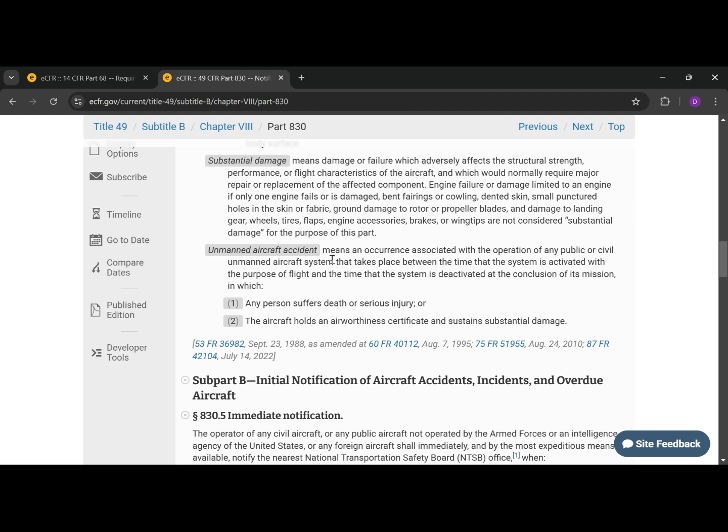Unmanned aircraft accident means an occurrence associated with the operation of any public or civil unmanned aircraft system that takes place between the time that the system is activated with the purpose of flight and the time that the system is deactivated at the conclusion of its mission, in which any person suffers death or serious injury, or the aircraft holds an airworthiness certificate and sustains substantial damage.